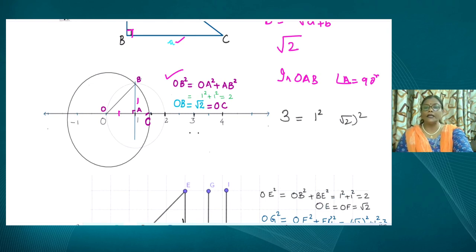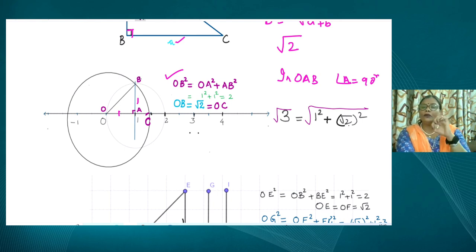Yes, Kusumji, is it possible to have this as 1 square plus root 2 square? Root 2 square is 2. So what do we have as the sum on the right side? It is 3 only. Hence the hypotenuse that we have is root of 3, which will be root of this quantity. So root 3 can be expressed as sum of squares of two numbers. One is 1, the other one is root 2.